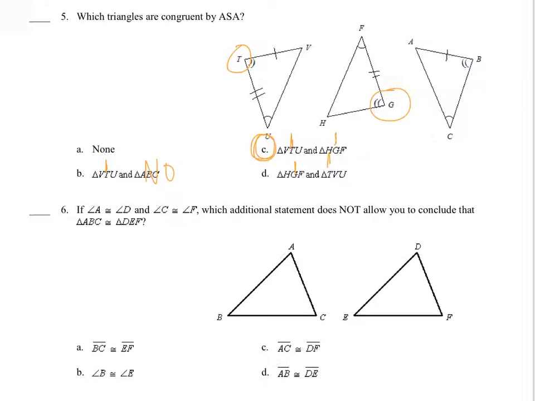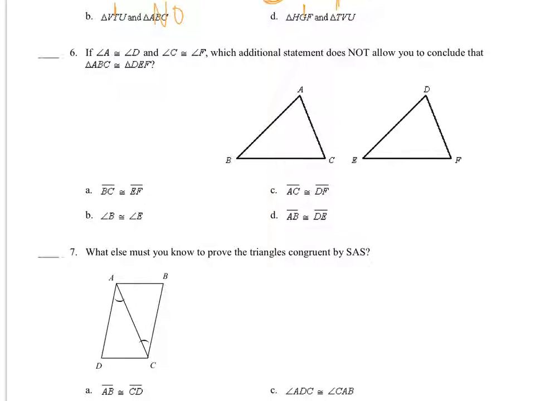It says angle D is congruent to angle A. So I'm going to actually use this picture and draw on it. Angle D and angle A are congruent. Angle C is congruent to angle F. What additional statement does not allow you to conclude that the two triangles are congruent? So first it says BC is congruent to EF. So I'm looking at that.